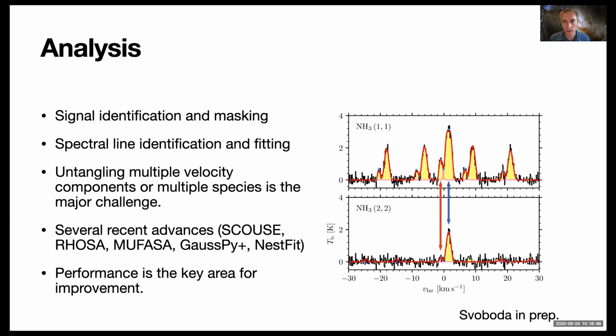And that obvious one is signal identification and masking here. But yesterday, Brian Svoboda brought up the challenge of fitting multiple velocity components, specifically of lines with multiple hyperfine components, as a pressing data challenge. There have been many different methods that have come out in the past few years, including Brian's method that I highlight here in the figure. But this is going to be instrumental for addressing a lot of our science cases.